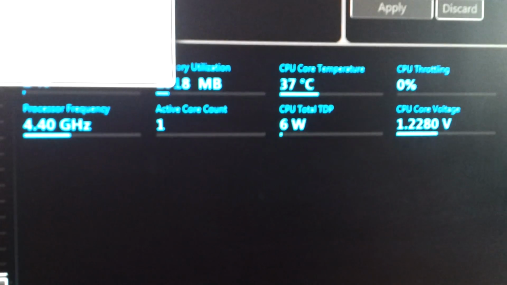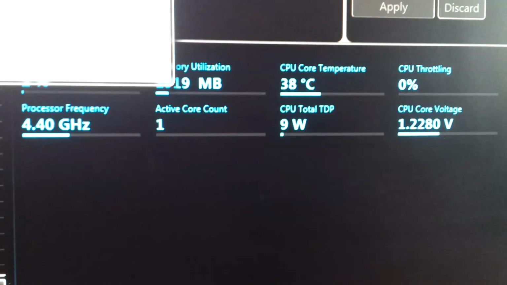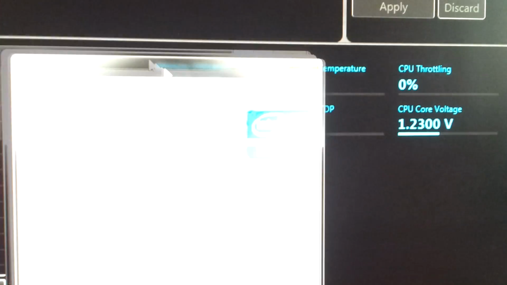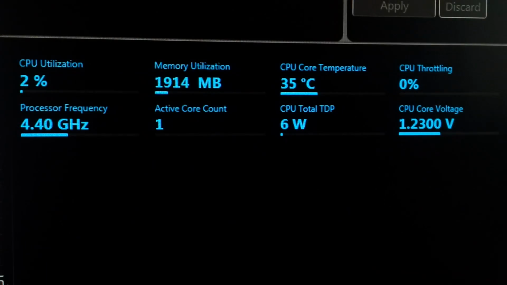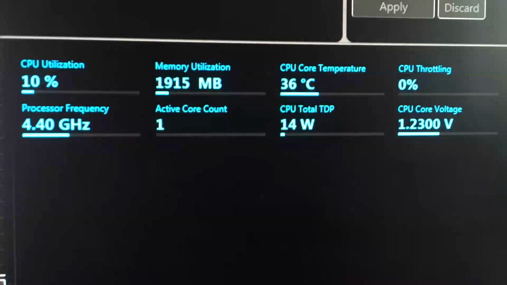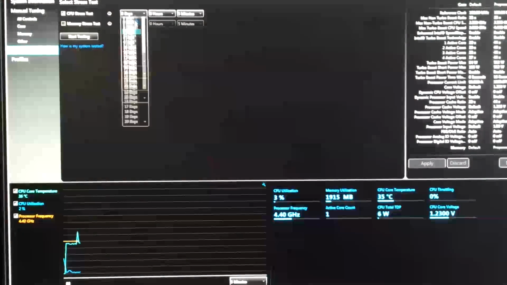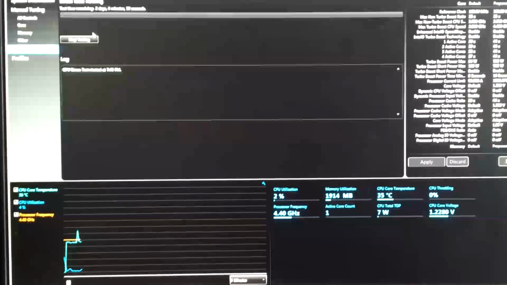Okay, so we booted back up. So we're basically still at 4.4 gigahertz. Nothing's moving. So one thing I like to do under this circumstance is I will just start the stress test really quickly. I just start it and then stop it, just like that.